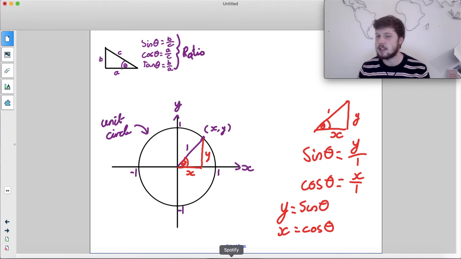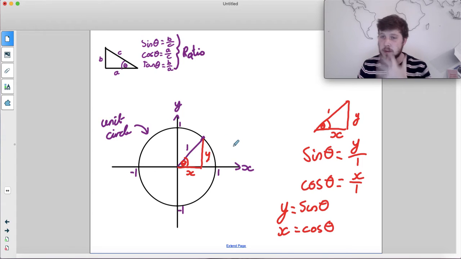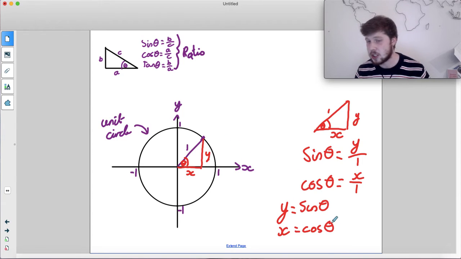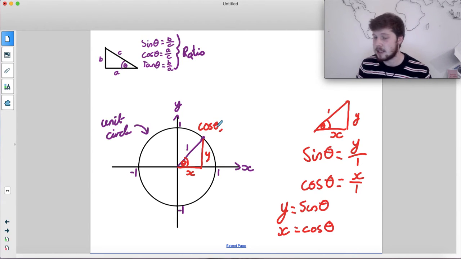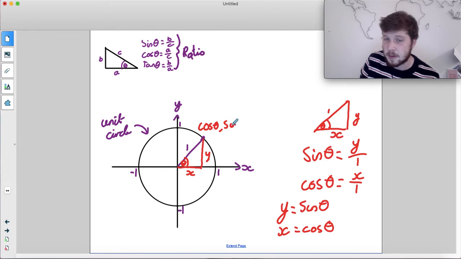Now this is really, really powerful, because what this allows me to do is think about my x and y coordinate, which I previously had, to actually be some sort of function. My x coordinate was cos theta, so therefore I can write cos theta as the coordinate, and I can also think about my sine theta.